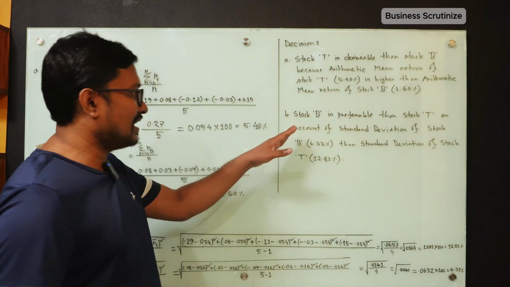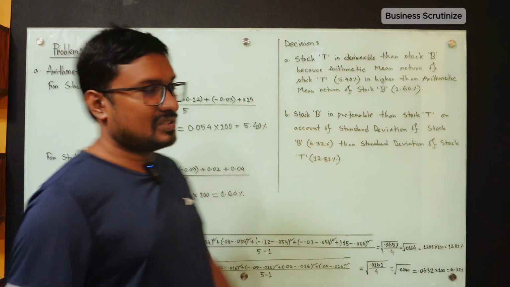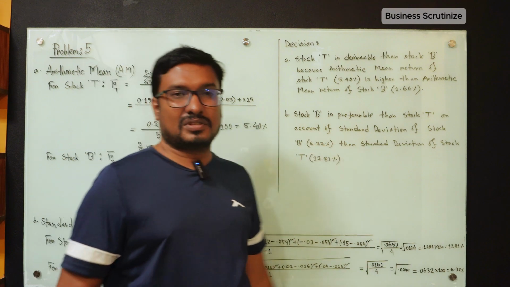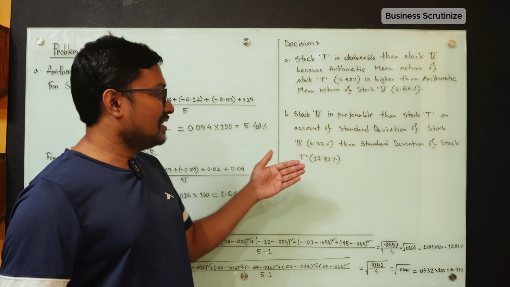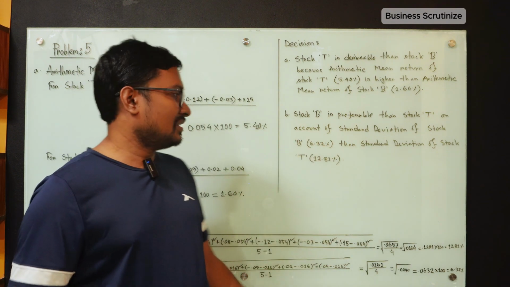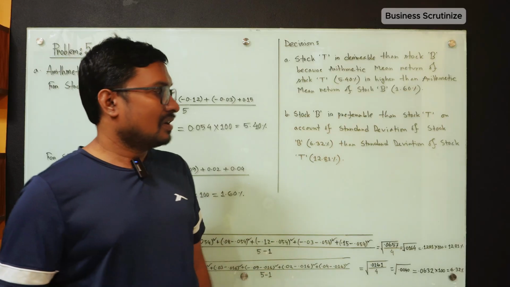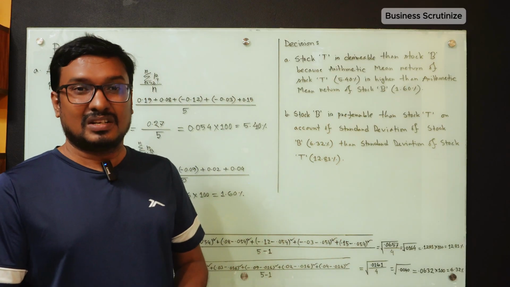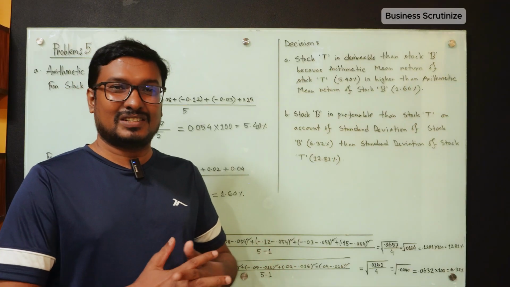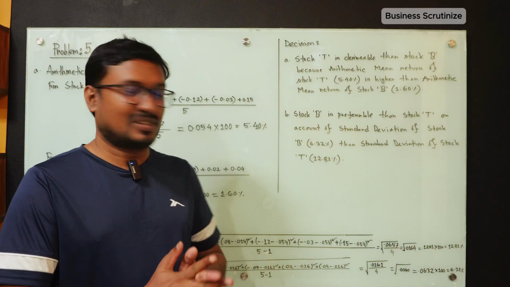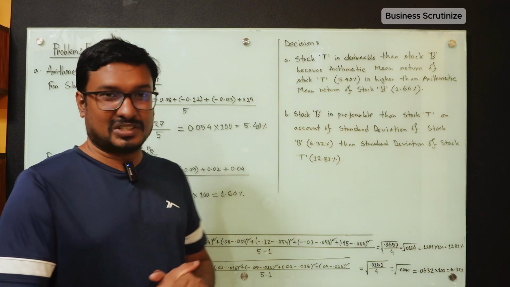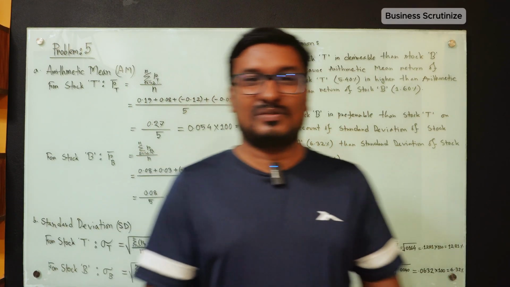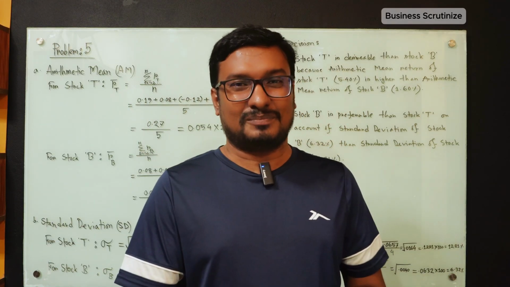So here we can write a few words: stock B is preferable to stock T on account of the standard deviation of stock B, which is 6.32%, compared to the standard deviation of stock T, which is 12.81%. So in this way you can make a decision or comment after computation of the requirement. So now we will see how to compute the coefficient of variation in the next part.